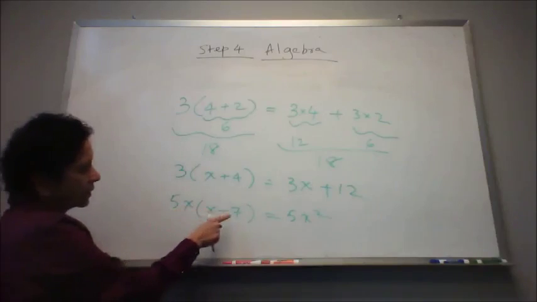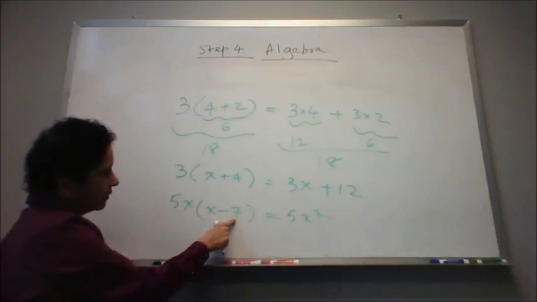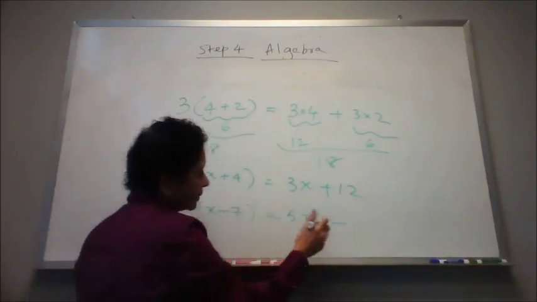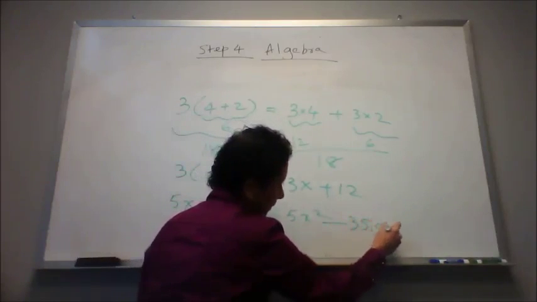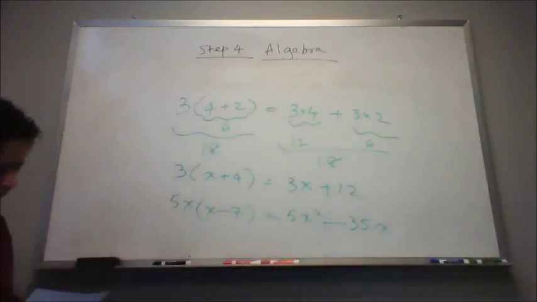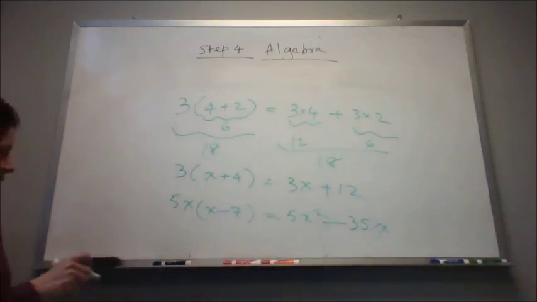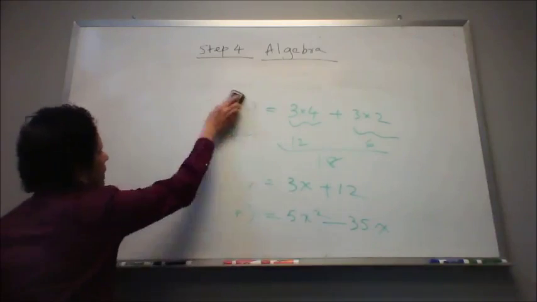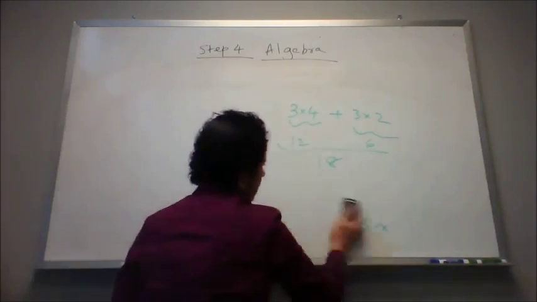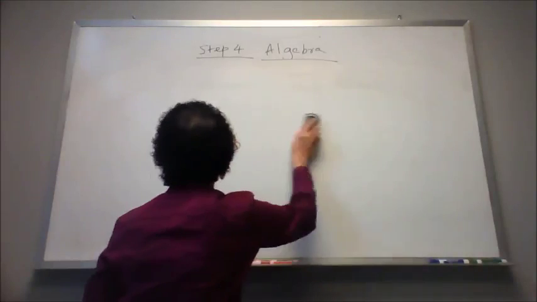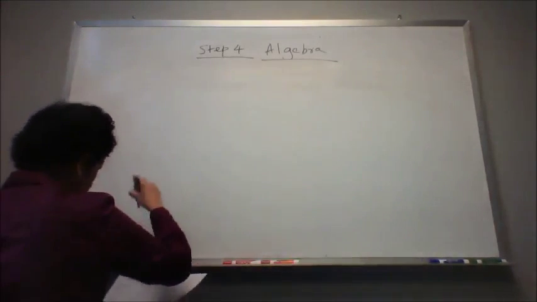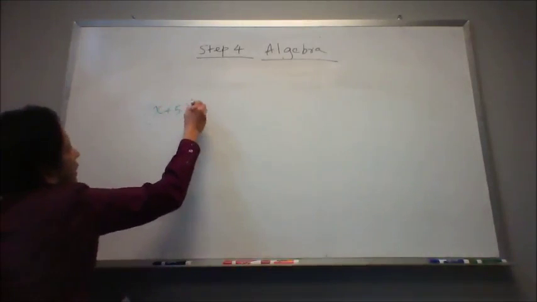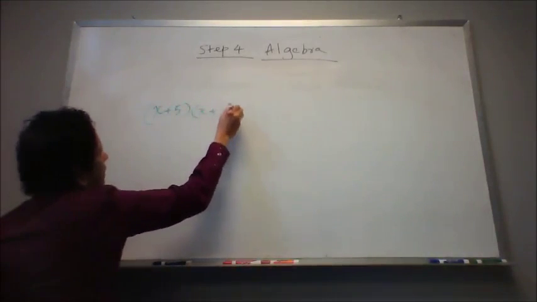5x times 7, that's 35x, but I have a minus sign, so minus 35x, okay? So then you can have a little bit more complicated things. For example, you can have two expressions. For example, x plus 5 times x plus 7.